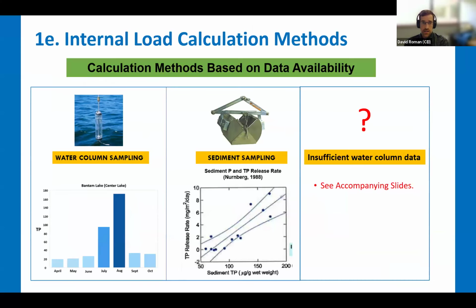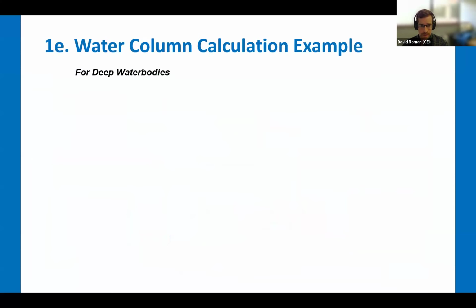But there's a bunch of different ways that one could calculate internal load. So you can do water column sampling. So essentially getting samples at the epilimnion down to the hypolimnion at the bottom. You could do sediment sampling to figure out what a release rate is, and then there's some other ways as well. So I'll just go into some examples here.